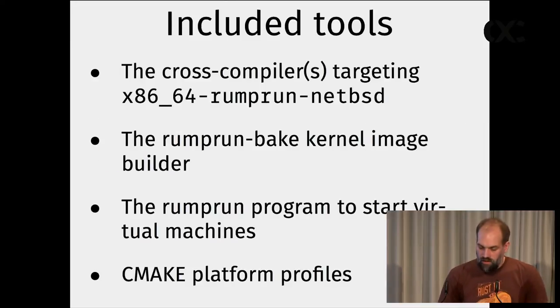And then the whole thing comes with its own toolchain, which is the cross compilers, which target the NetBSD environments. A tool called rumpbake to create kernel images that you can later run. The rumprun program, that helps you start virtual machines a little bit easier and with a bit of knowledge about how the rumprun kernel works. And CMake profiles for CMake-based projects. So here's a little demo.